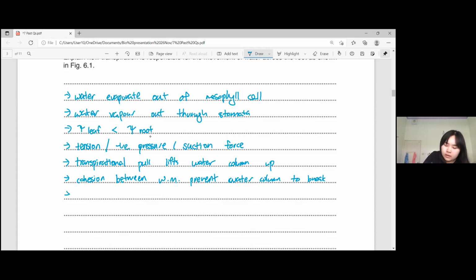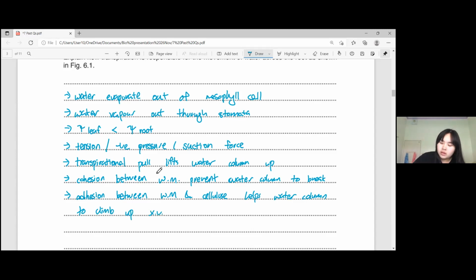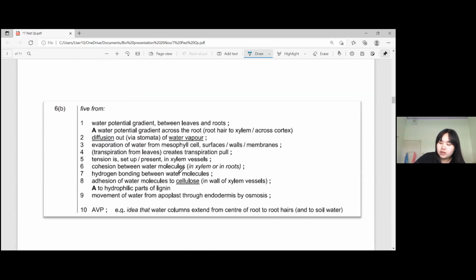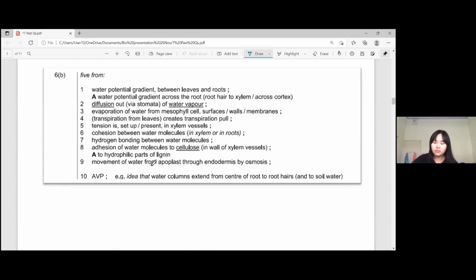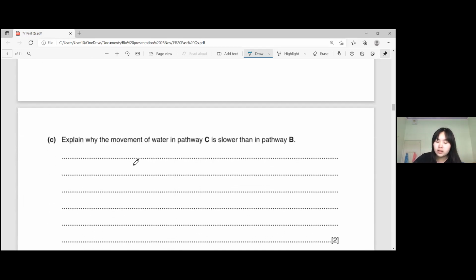And we can also write about adhesion here. Adhesion is the forming of hydrogen bonds between water molecules and the cellulose wall. So we can write adhesion between water molecules and cellulose helps the water column to climb up the xylem vessel. Okay, so by this we answer the question, and here is the mark scheme. Okay, so we move on to the next one.